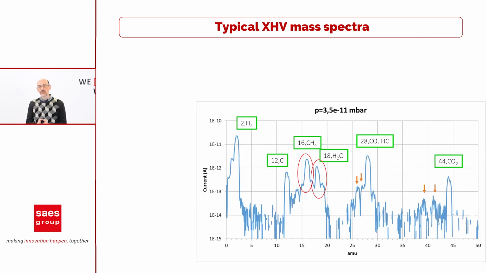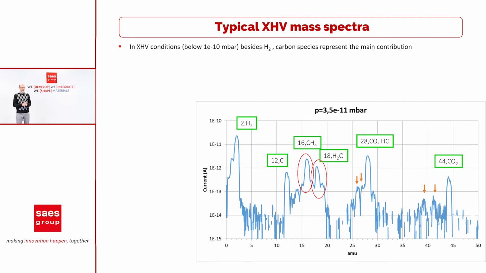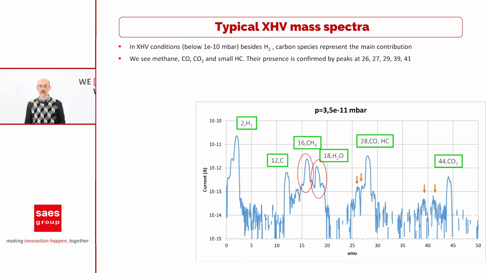This spectrum was collected in our lab at a very low pressure in the low minus 11 millibar range. In these conditions, carbon-containing species dominate besides hydrogen. Water is much lower than in the previous spectrum, and we have methane, CO2, and small hydrocarbons. Their presence is confirmed by peaks at 26, 27, 39, 41. Contribution on peak 12 confirms the predominant role of carbon species.